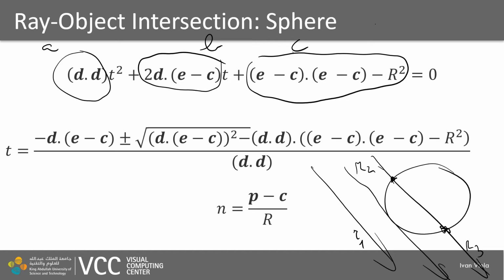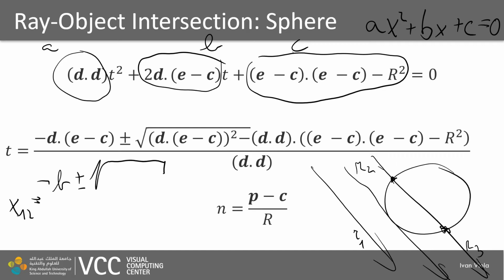So if we have our standard ax squared plus bx plus c equals 0, a quadratic equation, then we have something very similar here. For that, we can simply use x1,2 equals minus b plus minus the square root of b squared minus 4ac, divided by 2a, which is the formula for evaluating the roots of a quadratic equation. And here we simply enter the corresponding values into this formula.